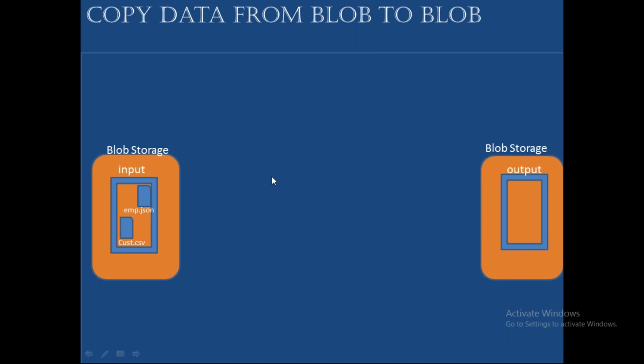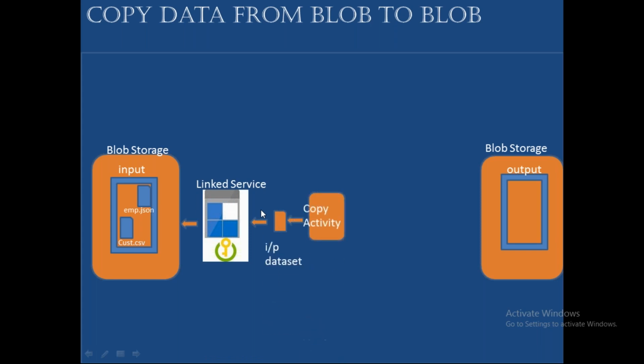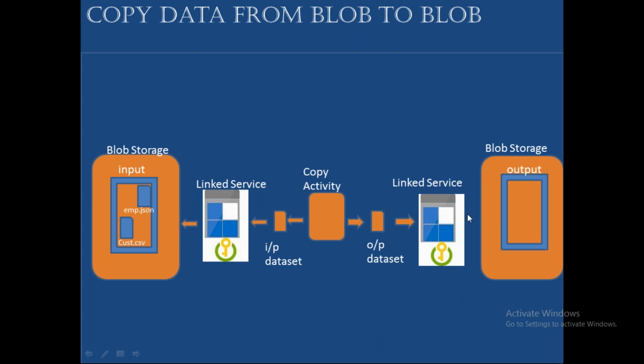First connect to storage account one by using a linked service. I can create an input data set, use a copy activity, create an output data set, and connect to another storage account by using another linked service. Now I want to load these two files into my output container as emp.json and cust.csv. How we can load them, we are going to discuss in today's session.